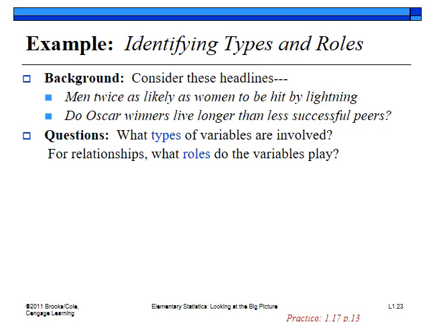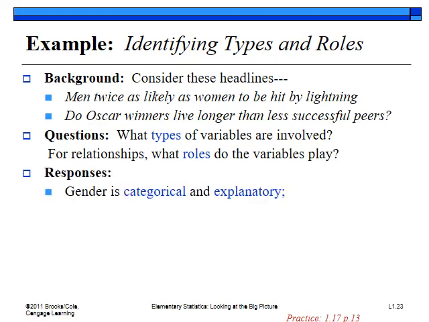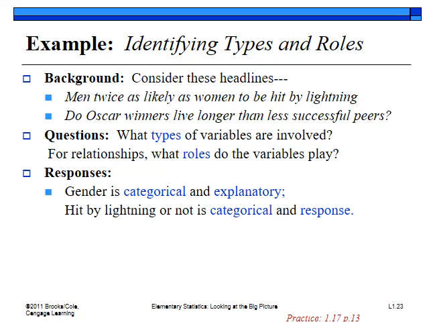In the first situation, the headline claims that a person's gender affects their likelihood to be hit by lightning. So what we're looking at here is a categorical explanatory variable, gender, and a categorical response variable, being hit by lightning or not.